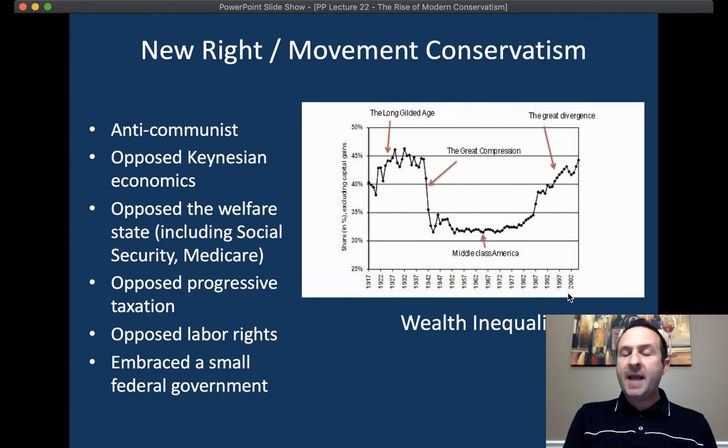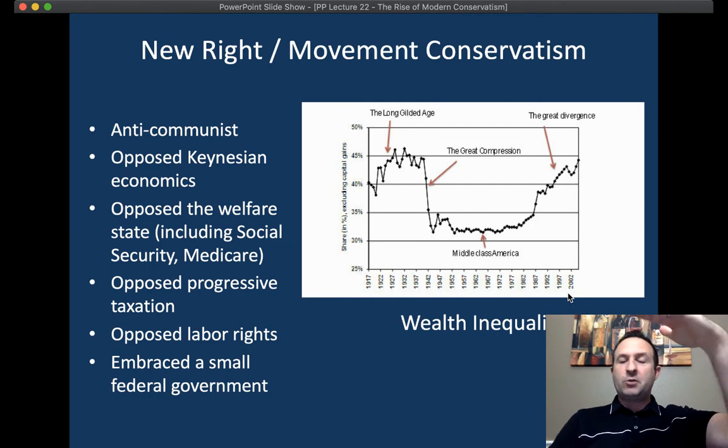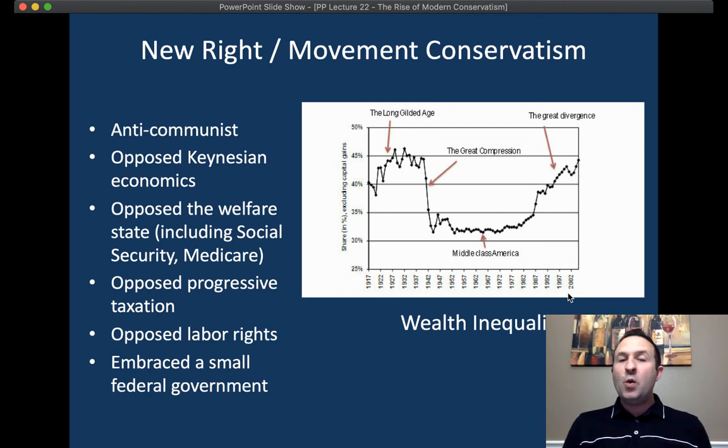And of course, 1980 is what we're going to see when conservatism takes over. It begins to, well, increase once again to the point where today we're right back to what it was in the 1920s, back to the 1890s.